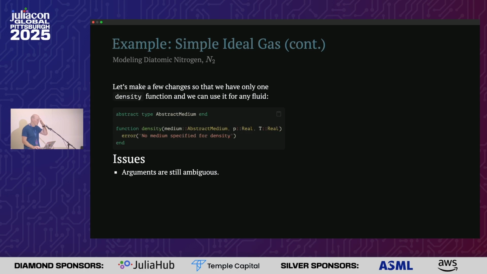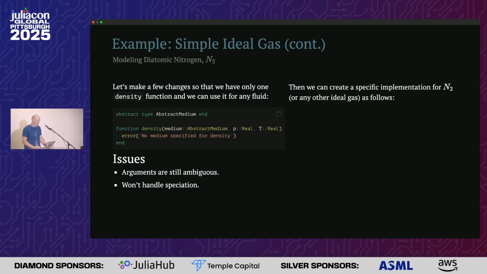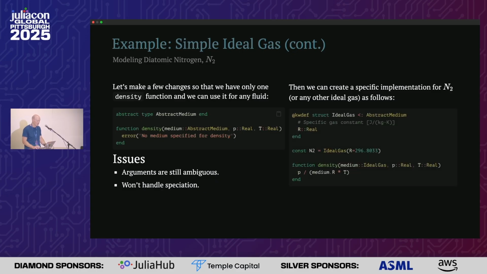So the problem is these arguments are also still ambiguous. But this isn't going to handle speciation for reasons I'll explain in a minute. And if we then wanted to create a model, a specific implementation of this N2 though, using this sort of an approach, this is one way we could do that.